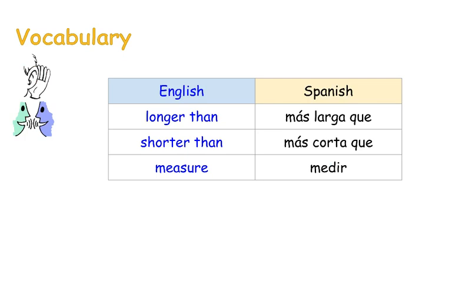So our vocabulary in English is longer than, or más larga que, shorter than, más corta que, measure, medir. Now I want you to practice those words. Longer than, shorter than, to measure. Más larga que, más corta que, and medir.